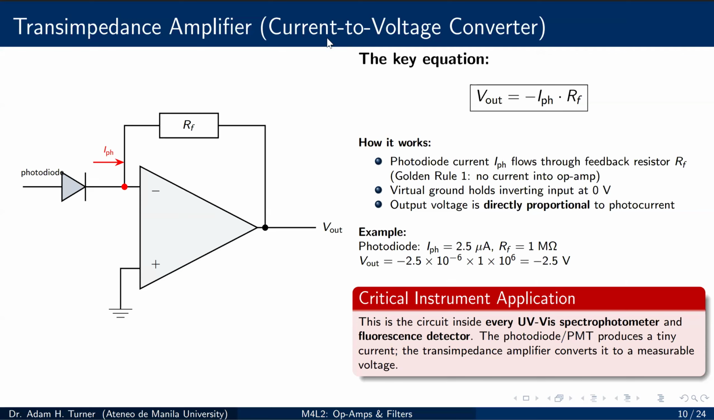We've converted an unmeasurable microamp current into a perfectly measurable voltage. This current is inside every UV-vis spectrophotometer, every fluorescence detector, and every instrument that uses a photodiode or PMT. When you see "detector" in an instrument block diagram, there's a transimpedance amplifier in there.